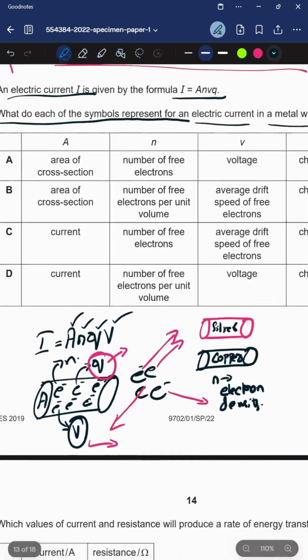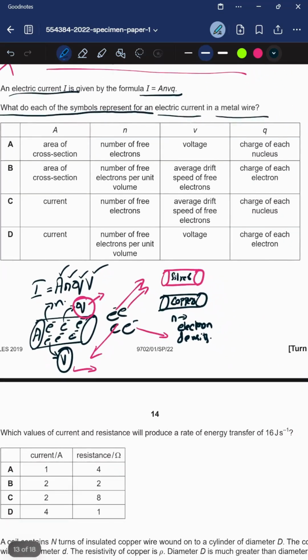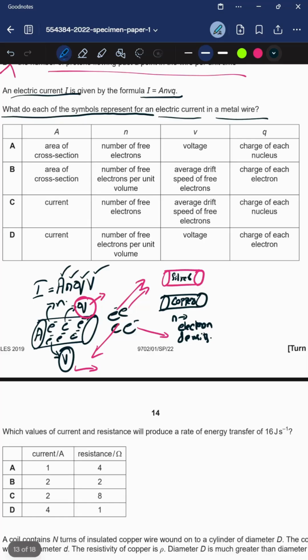Let's compare and see which option is actually correct. So option A is area of cross section. Yeah, that is right. Number of free electrons, not actually, that is not right. We cannot go with this option because N does not represent the number of free electrons. It actually represents the number of free electrons per unit volume. It's the electron density. So we got N wrong, so we can move to the other option.